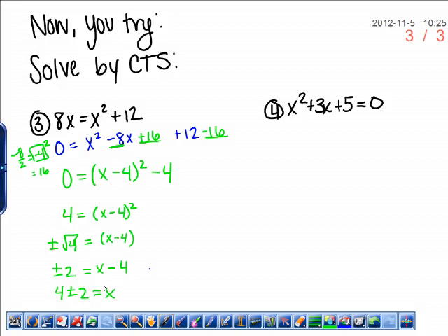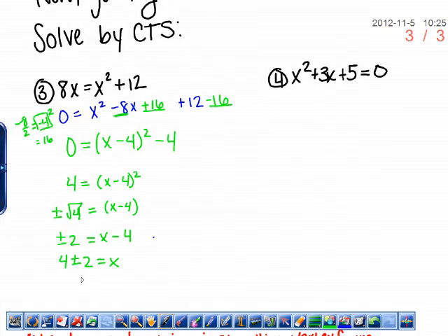You can't stop here. You know what 4 plus 2 is, and you know what 4 minus 2 is. If you have simplified numbers like this, you cannot stop here. You have to go ahead and tell me what your two solutions are. So what is 4 plus 2? 6. And we have 4 minus 2. So what are your two solutions? 6 and 2. Okay? Do not stop there.